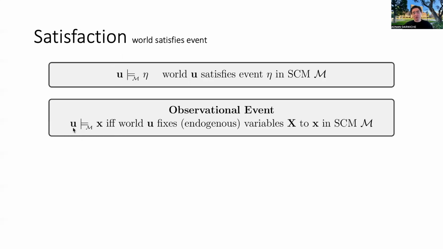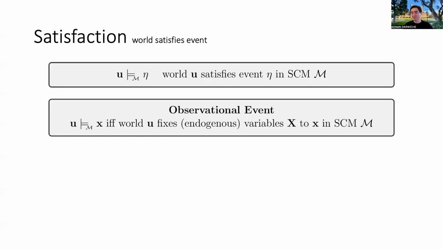What did we say about worlds? A world fixes the value of exogenous variables. Now, the minute you fix the value of exogenous variables, the values of endogenous ones are all fixed. So if you want to say if this holds, just go and see what the values for X are in this world. Do they match? Then yes. Straightforward. Right? So this holds if the world fixes endogenous variables X to x in the SCM. That's straightforward. Again, we'll see a concrete example. Now, the last one, for counterfactual, will be straightforward.